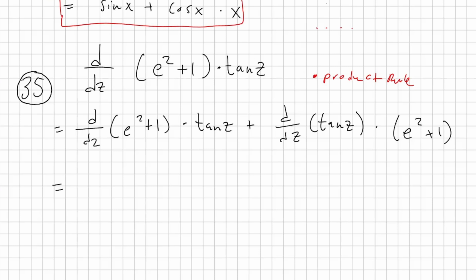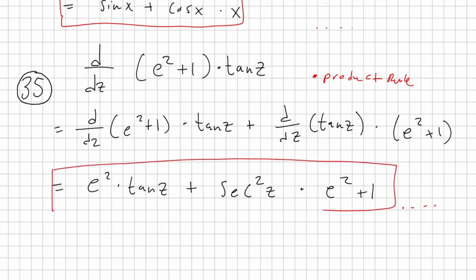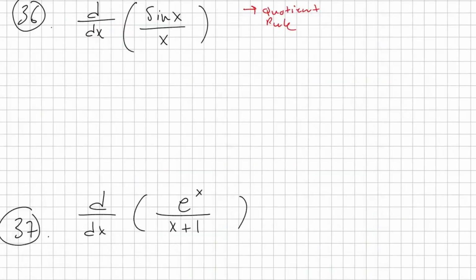So the derivative of e to the z plus 1 is just going to be e to the z times tan z. And the derivative of tan is going to be sec squared z. And this is going to stay the same as e to the z plus 1. Well, that z is very small. Let's make it z plus 1. And if you guys want to simplify it, go ahead, please do so. I'm going to highlight this in red. Alright, so that's that.